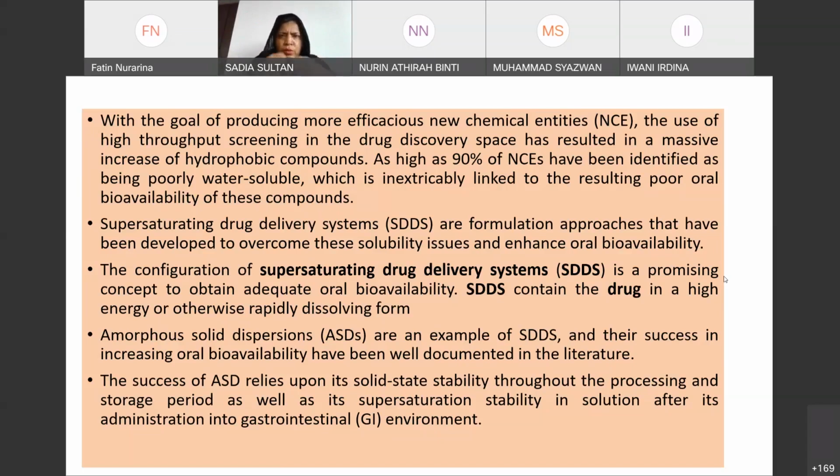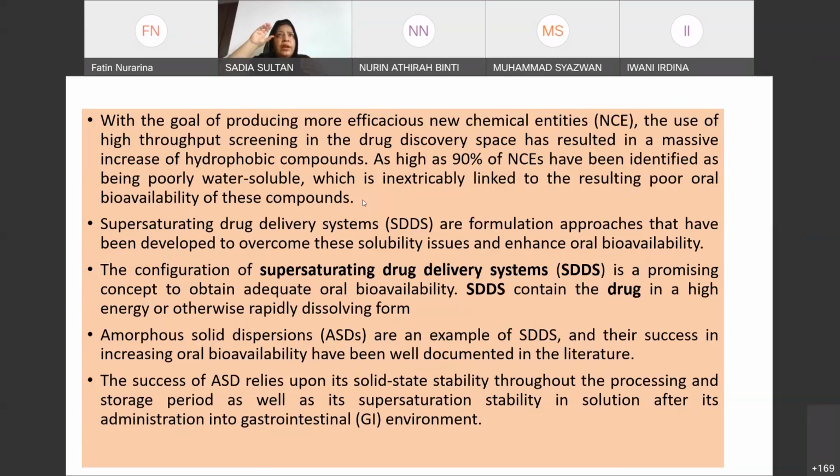Okay. So we have plenty of drugs, but all these drugs are not working well, right? They have to go through many stages, with the goal of producing more efficacious new chemical entities. Initially there are new chemical entities, and later, after clinical phases and so many steps, we have one single drug, right? Okay. The use of high throughput screening in the drug discovery space has resulted in a massive increase of hydrophobic compounds.